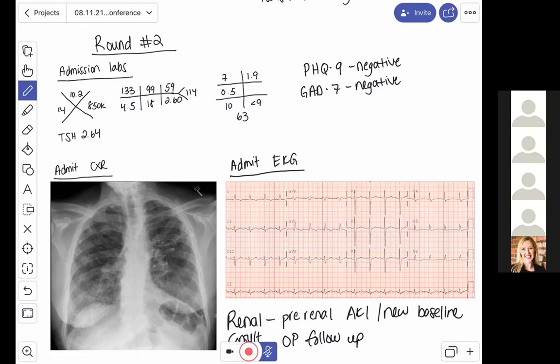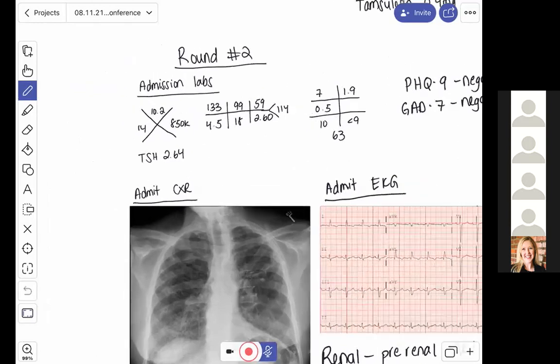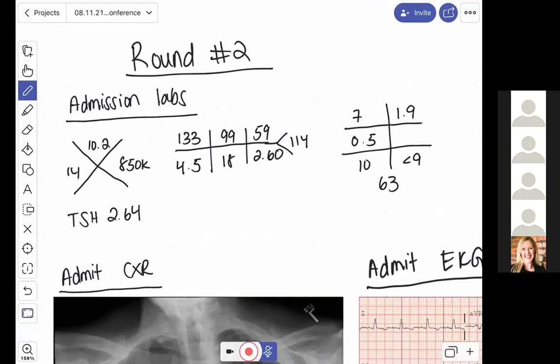Okay. All right, so here we go. I'll zoom in first on your labs, just make sure that you guys can see all of those and think about them.